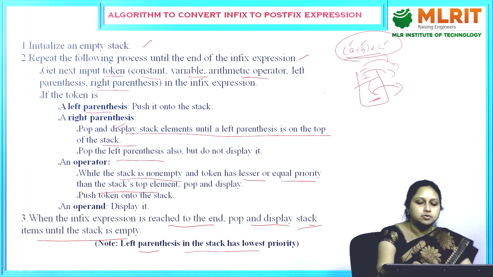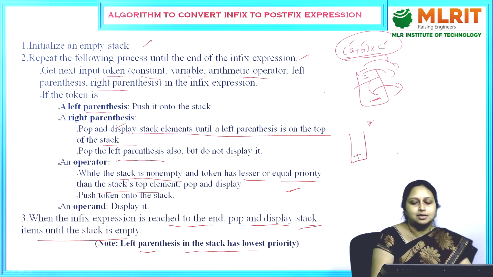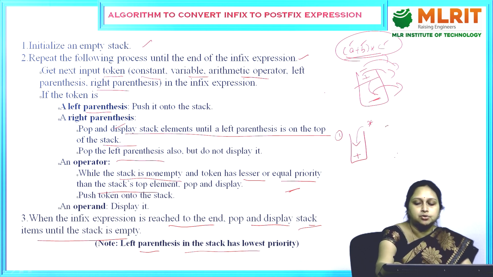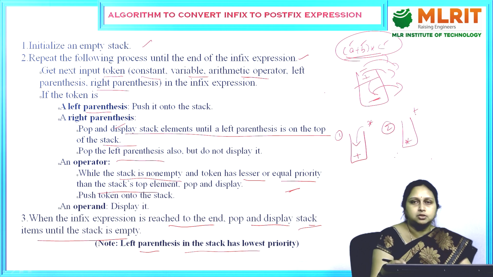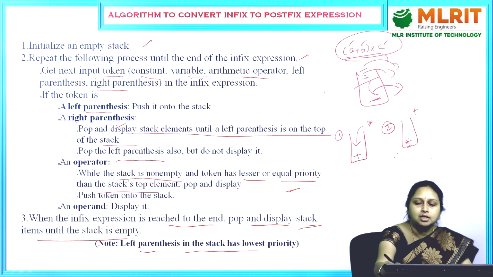And when you are going to see about this operator, you need to remember a few things. If on the stack top I have the plus operator and the incoming operator is star, we just push it onto the stack. This is one condition you need to remember. The second condition is, on top of the stack I have the star operator and the incoming token is plus. In this case, star has the higher priority and plus has the lower priority, so you need to pop star and push this plus onto the stack.